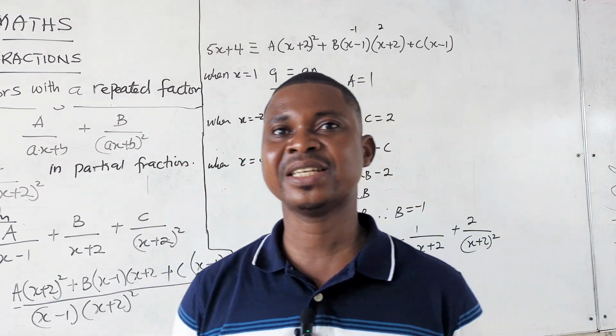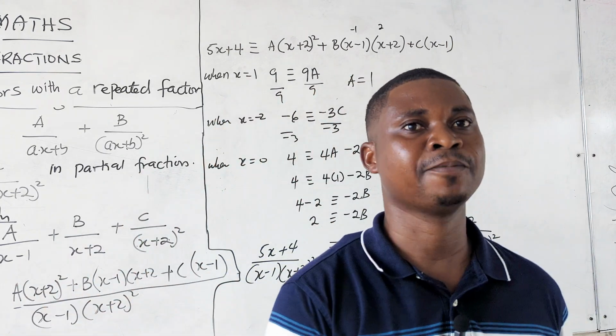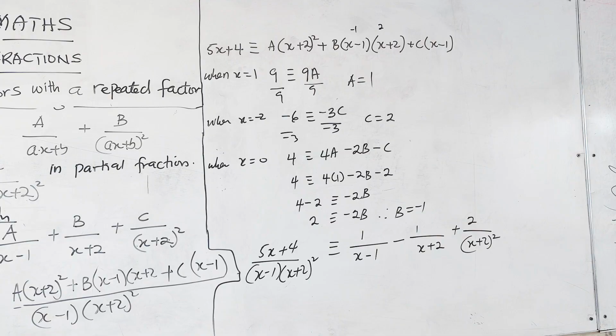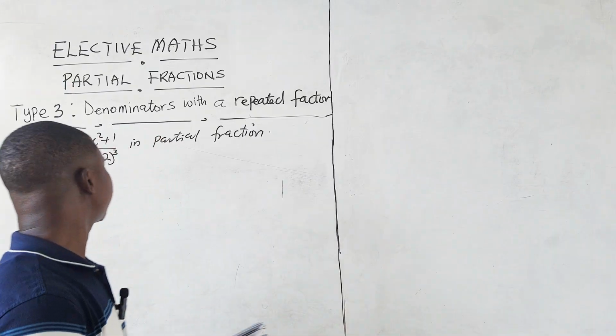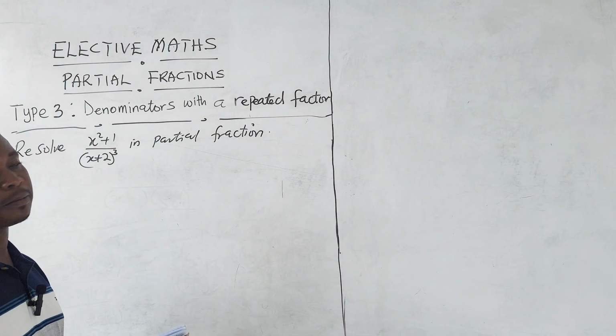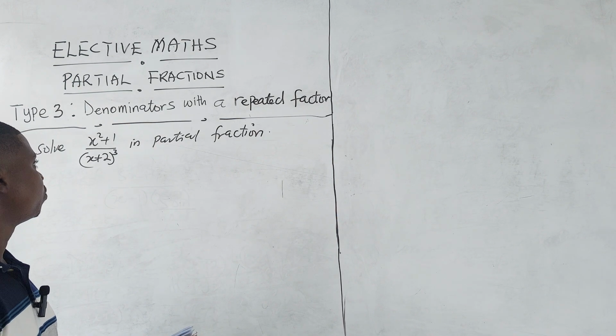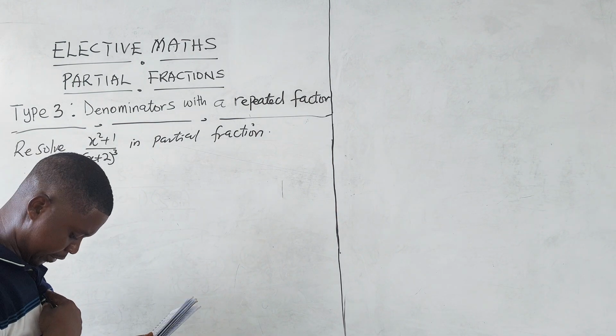I want us to try another question on this same one. This time, the question is going to take only repeated factor and see how we can solve it first. So the question is, resolve x squared plus 1 over x plus 2 cube in partial fraction.